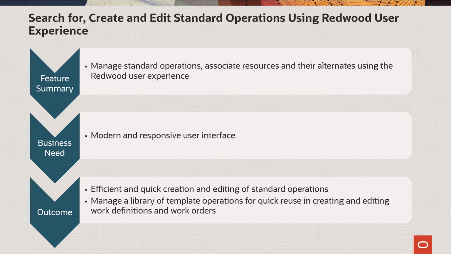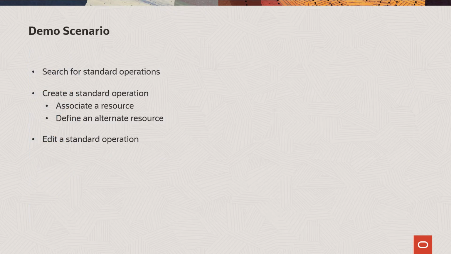Thus, you can build and maintain a library of template operations for quick reuse in creating and editing work definitions and work orders. This demo shows how you can search for standard operations, create a new standard operation, associate a resource, and define an alternate resource, and edit a standard operation using the Redwood user experience.